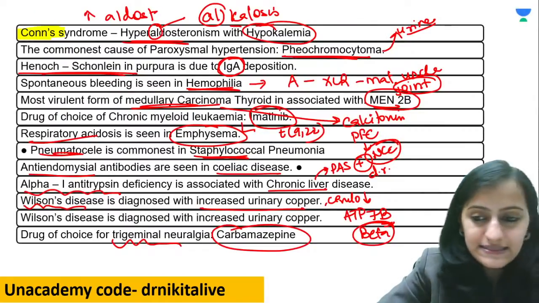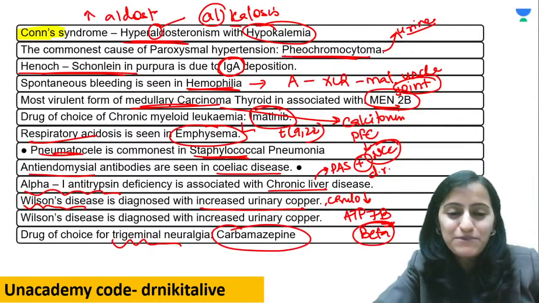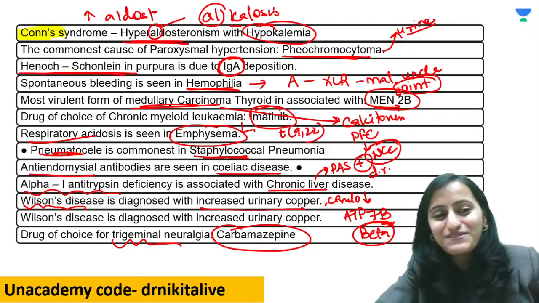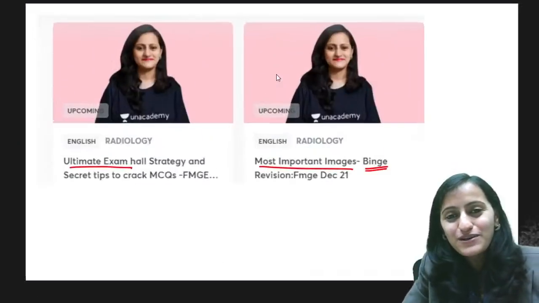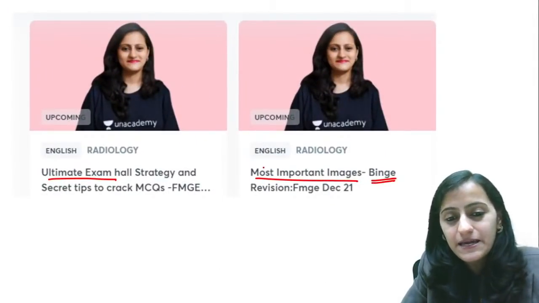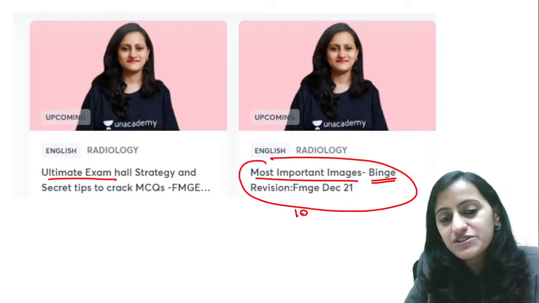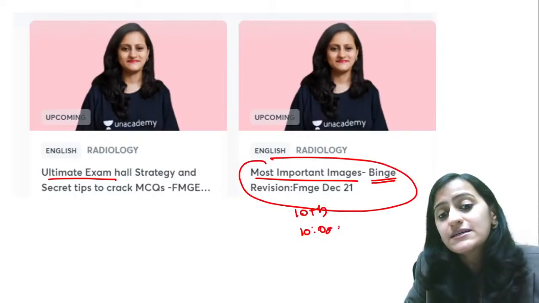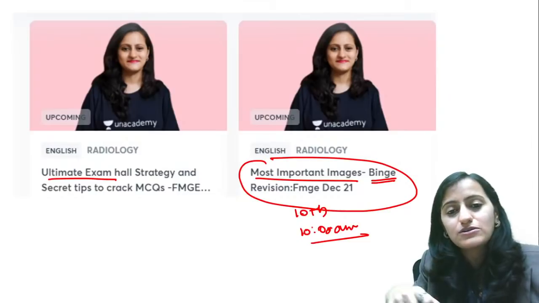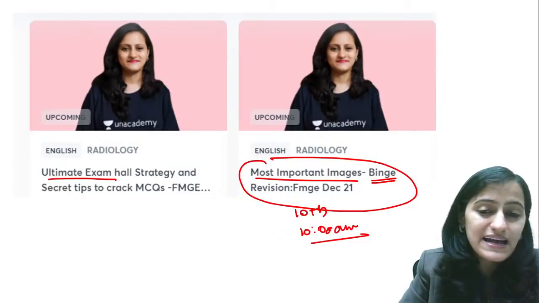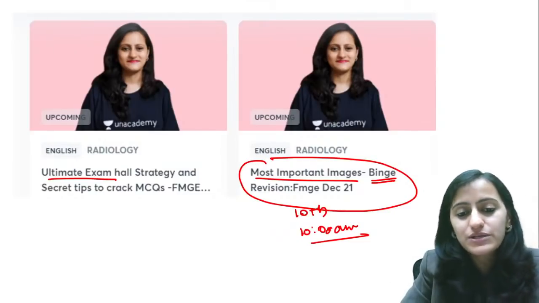So yes, guys, that was today's rapid revision. There's a lot to be covered. Feels like it is my exam in the next 2 days. So we are going to do a lot of it. Tomorrow 10 a.m. we will have the binge revision of the important images for FMG, including radiology, microbiology, anatomy, all the other important images. A mixed bag tomorrow at 10 a.m.